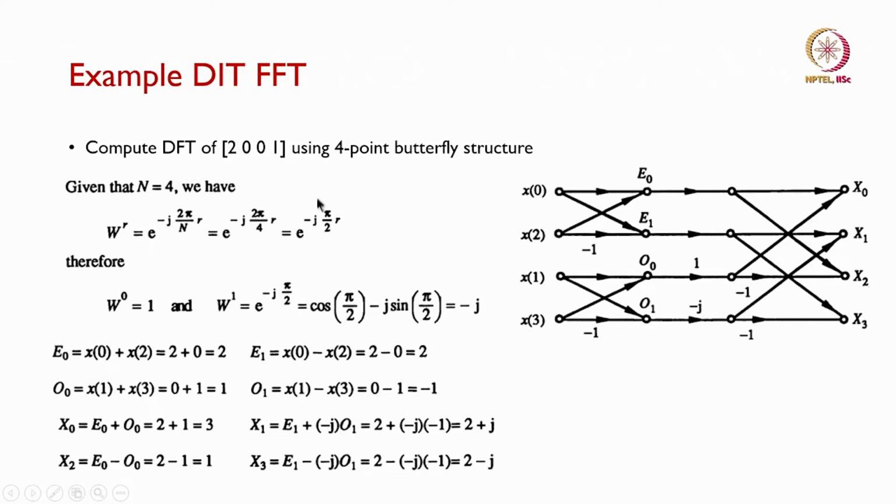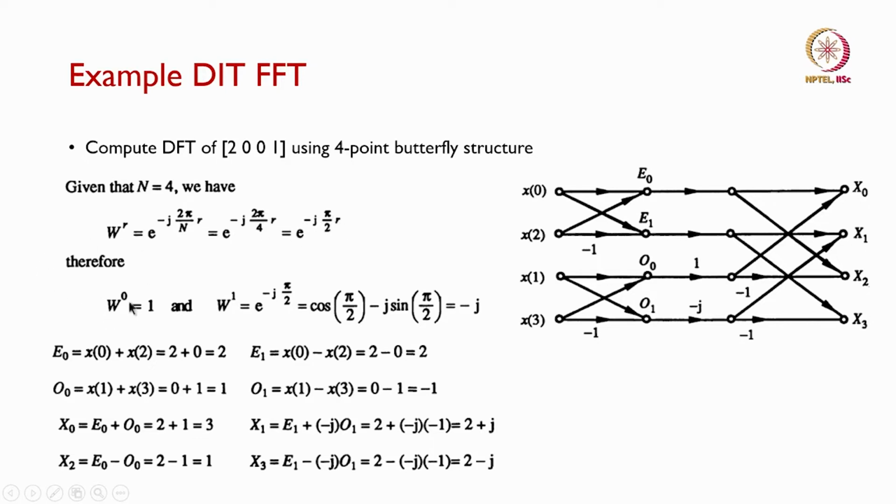Then we have to calculate the twiddle factors since N is equal to 4. Our W r, or W k, notation may vary a little from one person to another, so you can use one notation. It becomes e power minus j 2 pi by N into r, which is equivalent to 2 pi by 4 r, which is nothing but e power minus j pi by 2 into r.